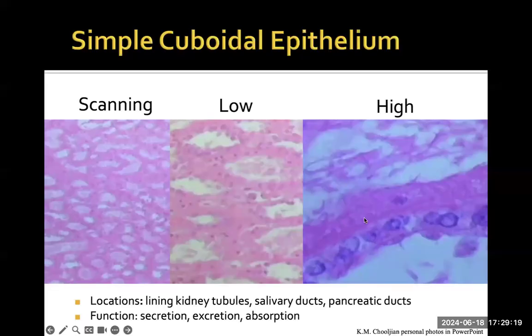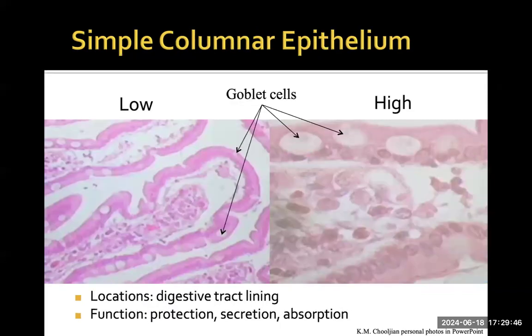Okay, so here you have one layer of the cube-shaped cells. Again, it's found in the kidneys, salivary ducts, or the pancreatic ducts. The function here is to secrete. Secretion is moving stuff from inside of the body to the kidneys. Excrete means out of the body, or to absorb, meaning to move nutrients from the digestive tract into your body.